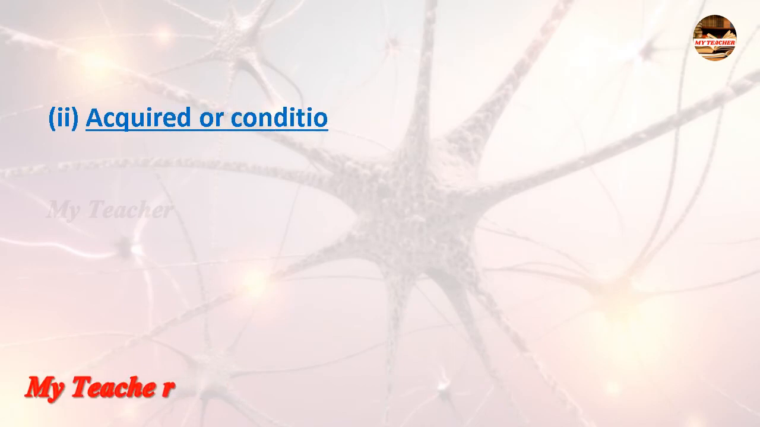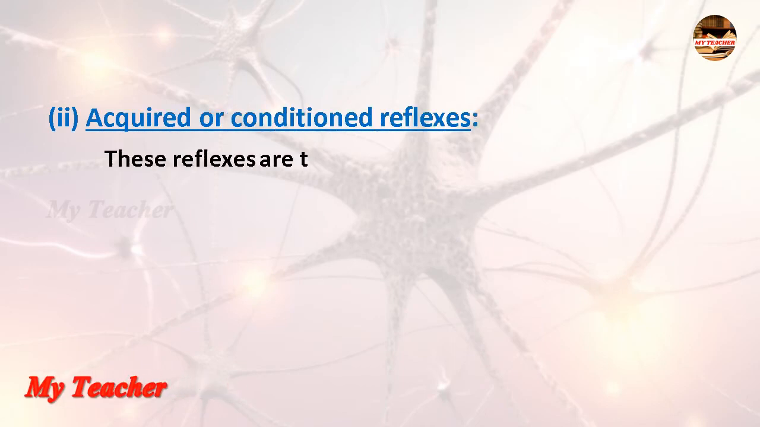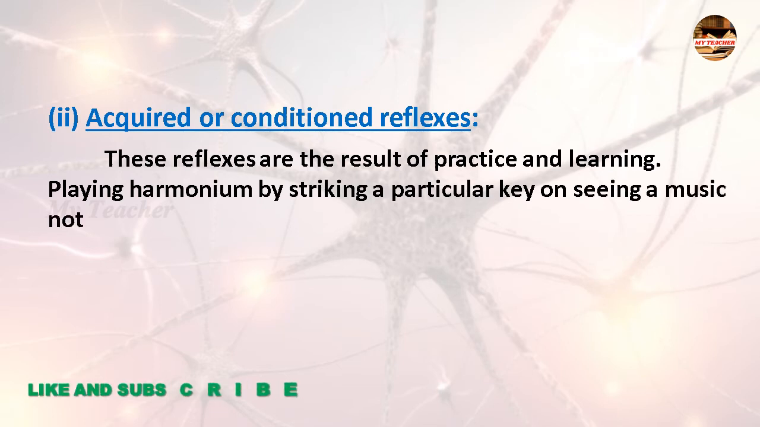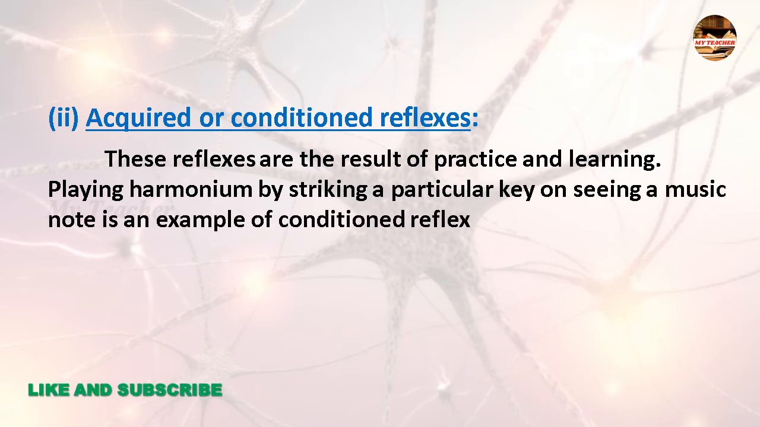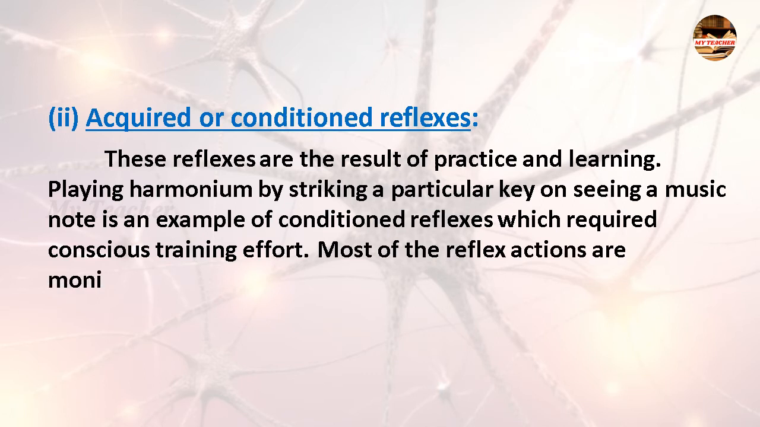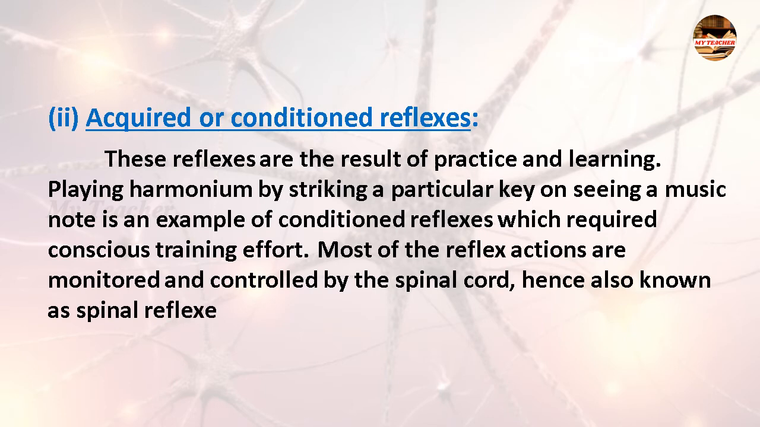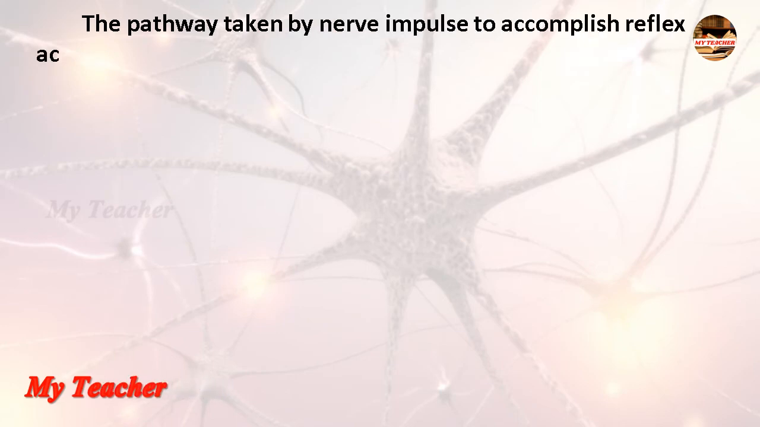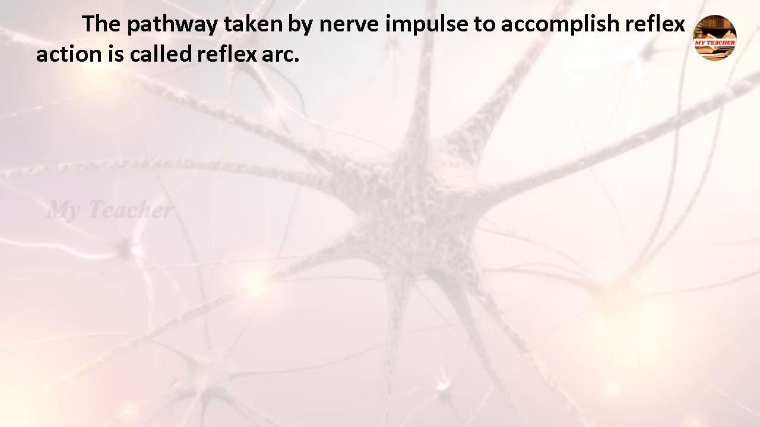Acquired or conditioned reflexes. These reflexes are the result of practice and learning. Playing harmonium by striking a particular key on seeing a music note is an example of conditioned reflexes, which require conscious training effort. Most of the reflex actions are monitored and controlled by the spinal cord, hence also known as spinal reflexes. The pathway taken by nerve impulse to accomplish reflex action is called reflex arc.